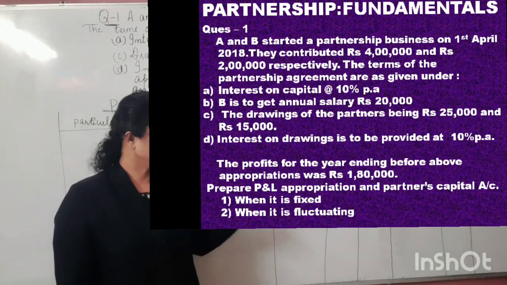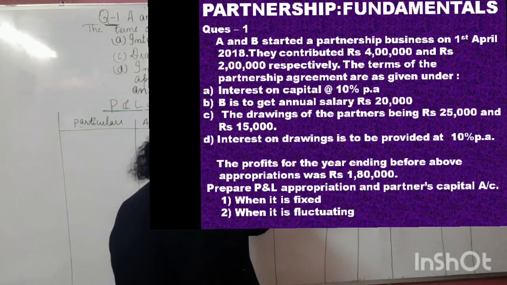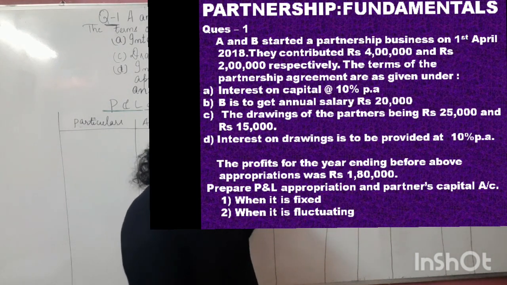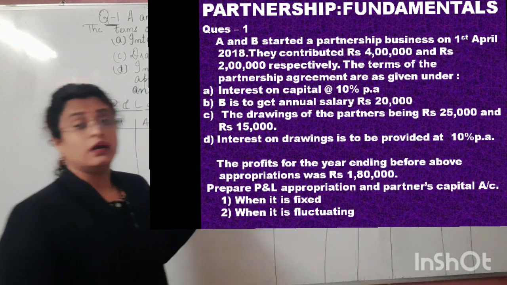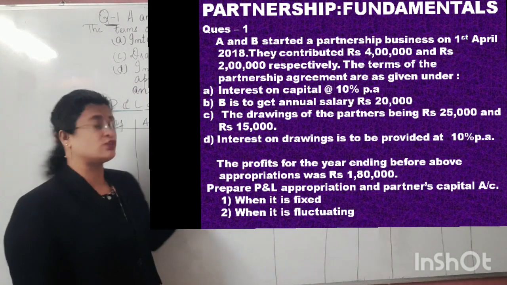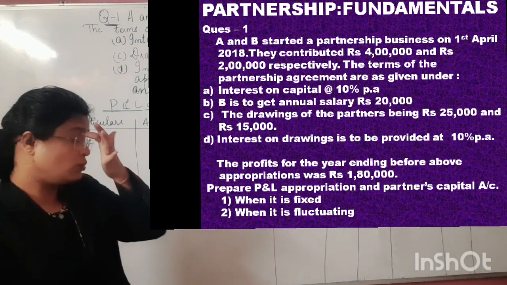Okay, so we will see, using the two methods, that is when the partners' capital account is fixed and when it is fluctuating, how to prepare the partners' capital account, as well as incorporating the preparation of the P&L appropriation, which we have already seen earlier. So let's go through the question first.